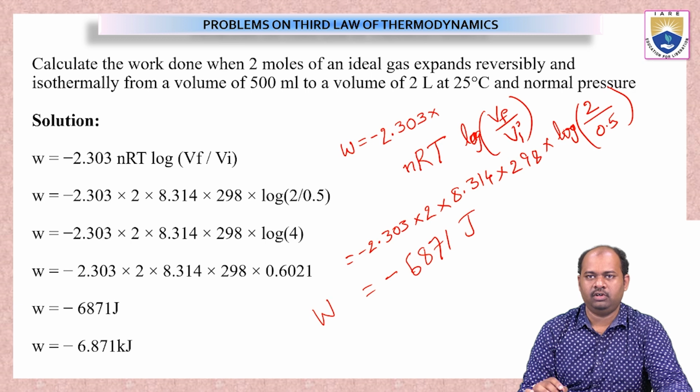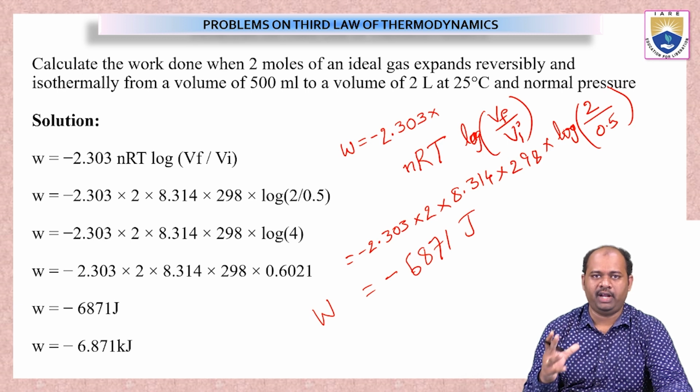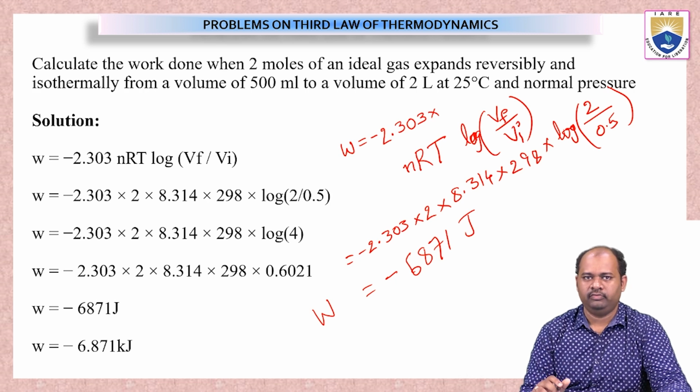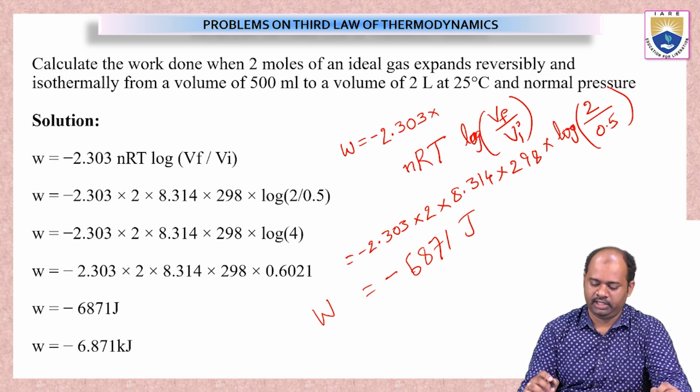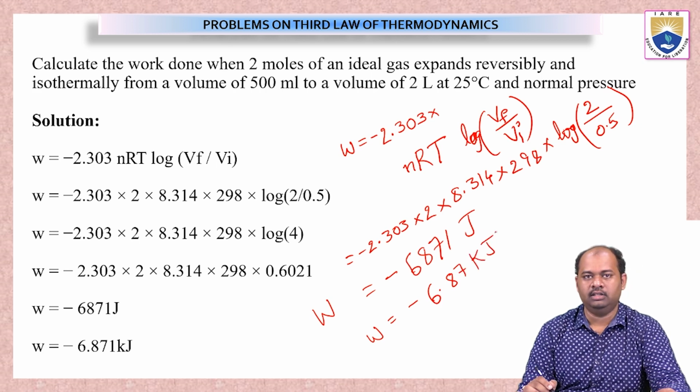This is the amount of work done when 2 moles of ideal gas expand isothermally from 500 ml to 2 liters of volume, where the temperature is 25 degrees centigrade. This can also be written in kilojoules, simply minus 6.87 kilojoules of work done.